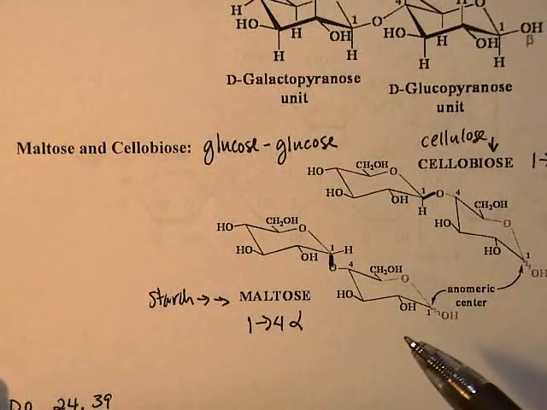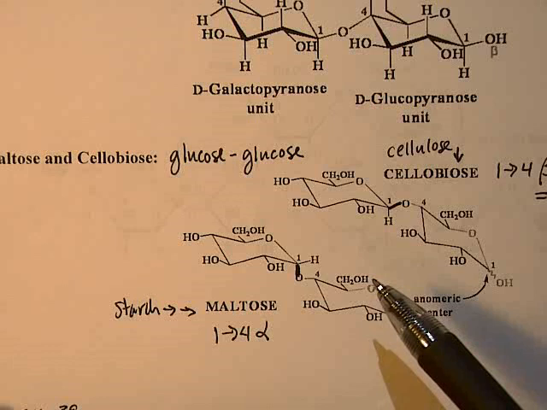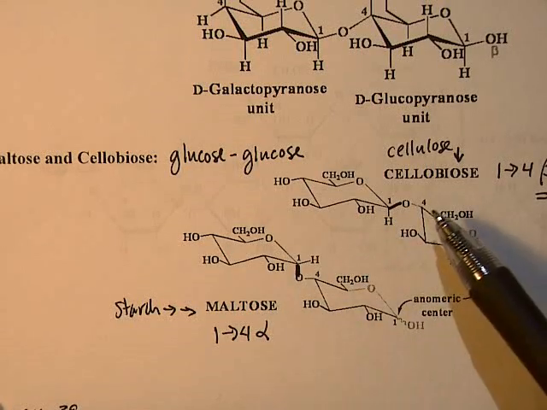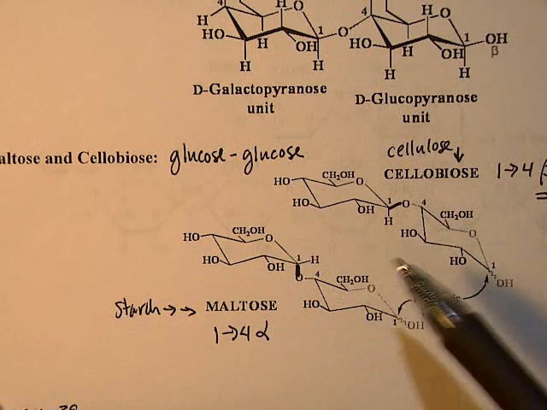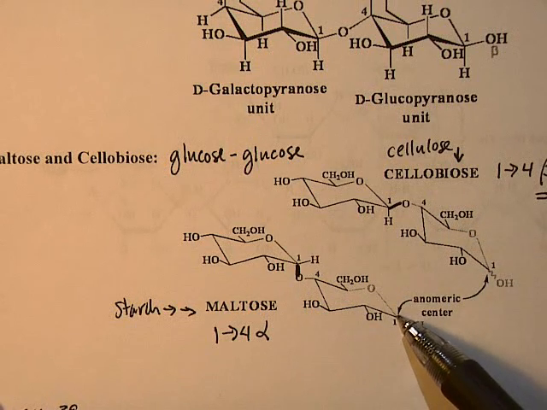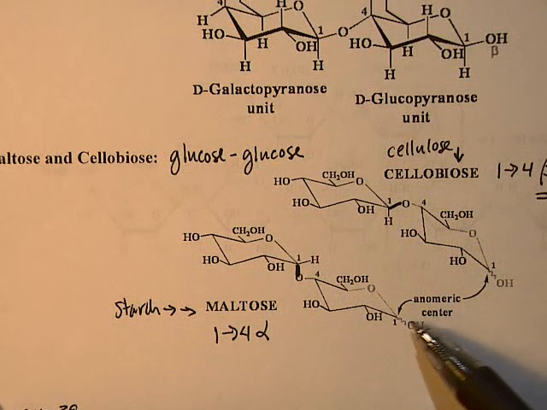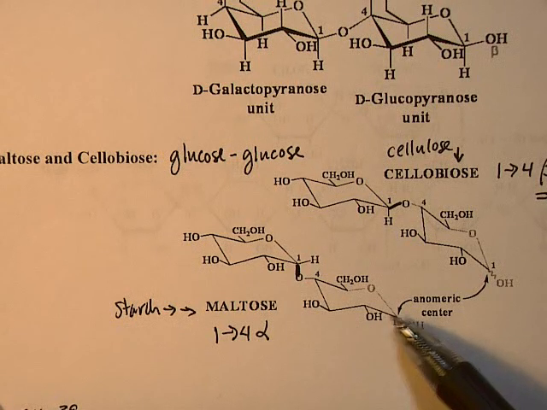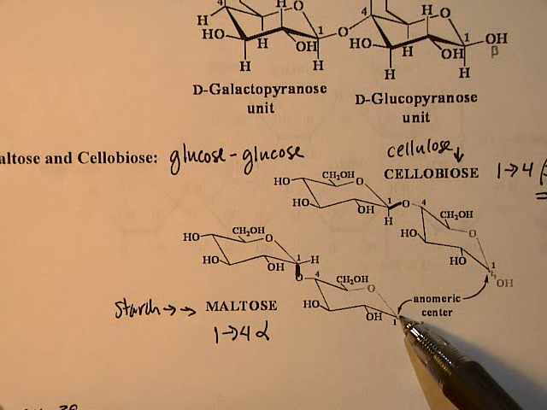So chemistry-wise, if a question asks, is maltose or cellobiose a reducing sugar, then notice the anomeric carbon here is ready to be opened up and closed. So yes, it's a reducing sugar. And is it going to mutarotate? Yes, because it's going to open up and close at this carbon, not this carbon, this carbon.